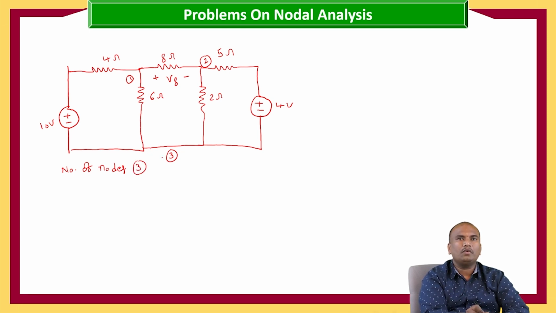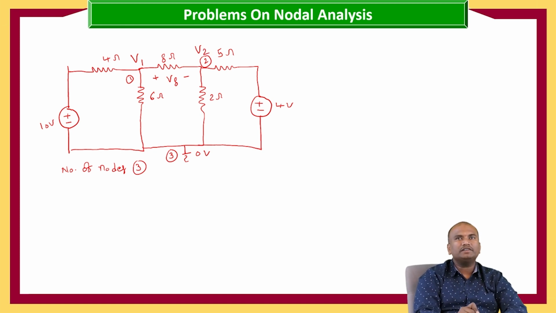Out of the 3, one node will be a reference node. We take the node where we have the most connections as the reference node with 0 volts, or generally the lower part of the circuit is taken as the ground node at 0 volts. Now we assume the voltage magnitudes as V1 and V2.